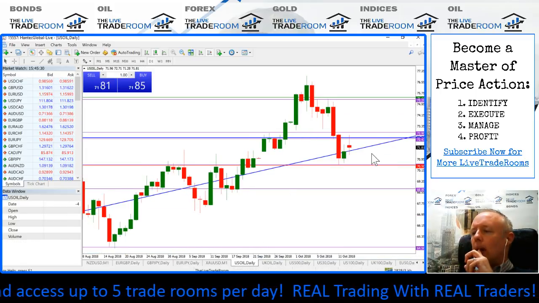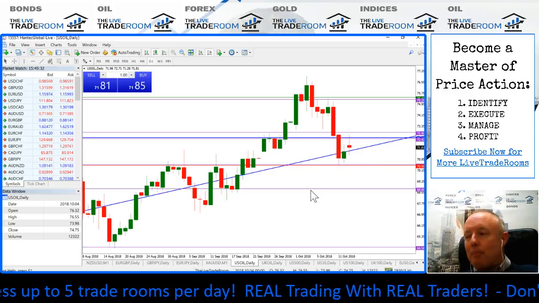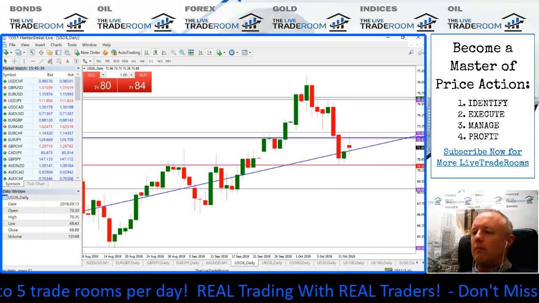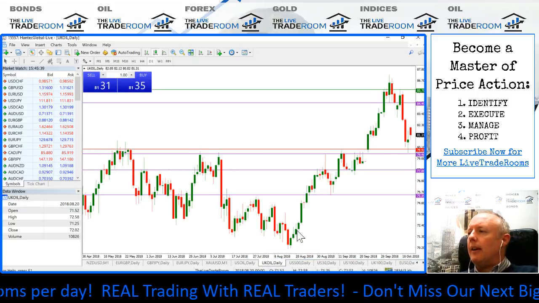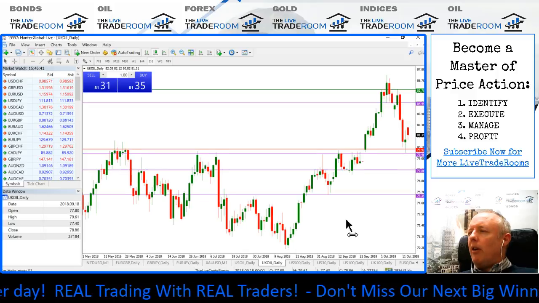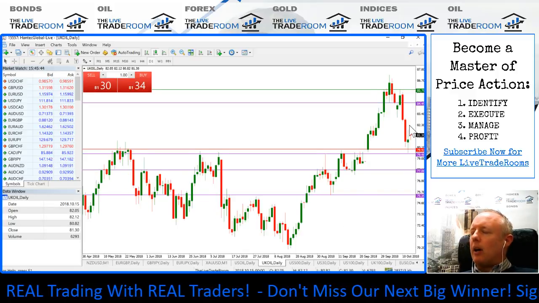US oil, slight bearish look to it now, although it was looking sort of on the bullish side for a part of today's trading day anyway. UK oil is just kind of upside down. We've gapped higher and we've sold off.